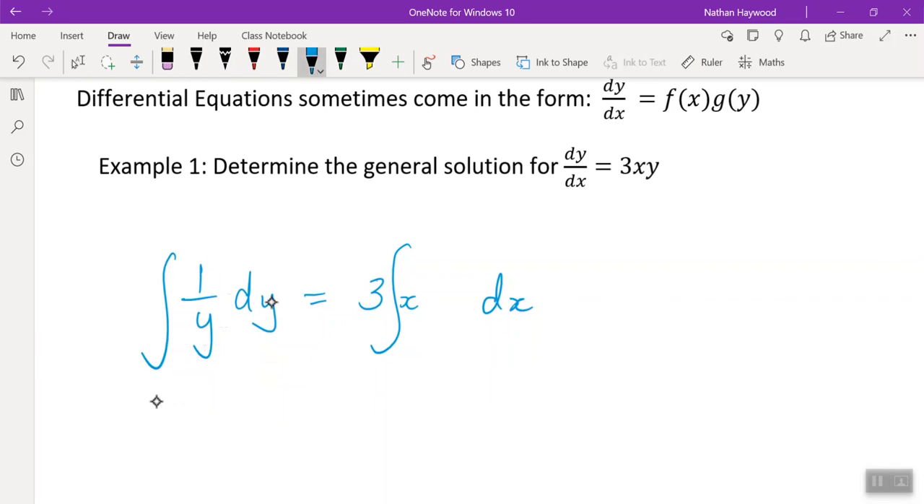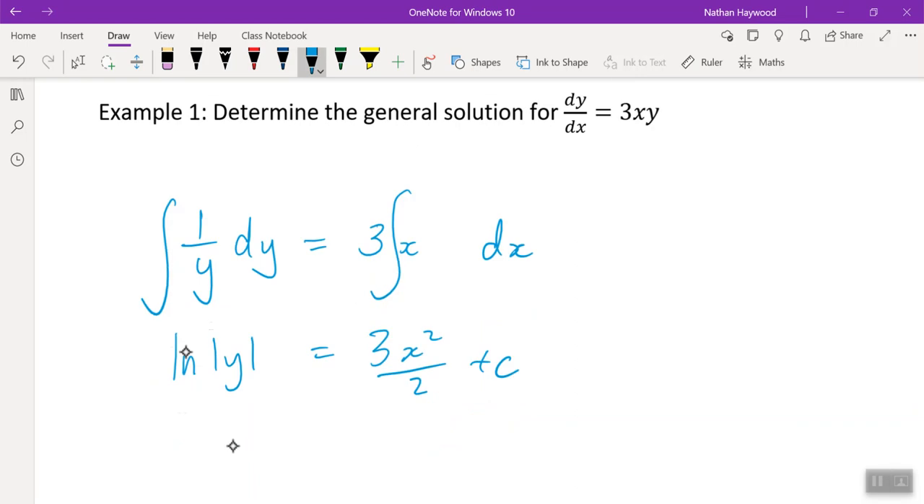So 1 over y, in terms of y, what's that integrated? Natural log of y. What's this? Just the integral of x. So you add 1 to the power, becomes x squared divided by 2. And we add a constant.